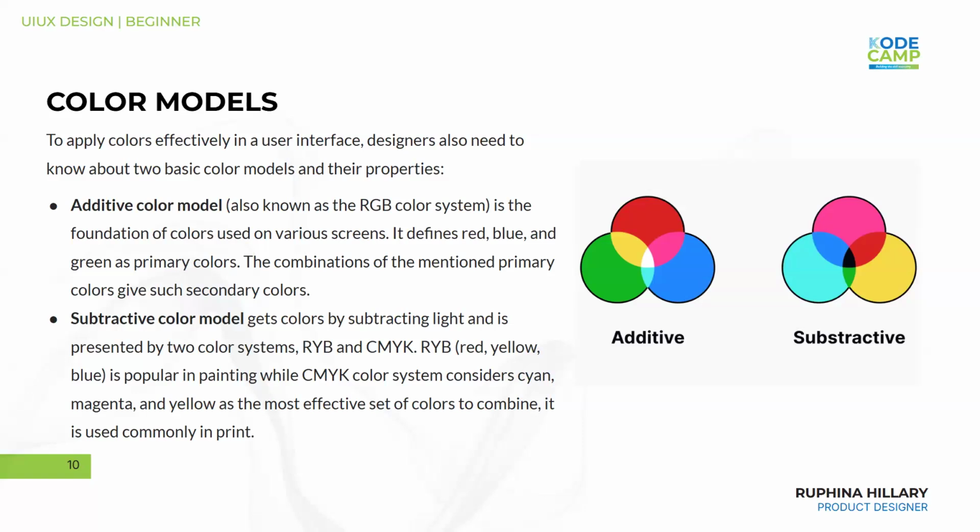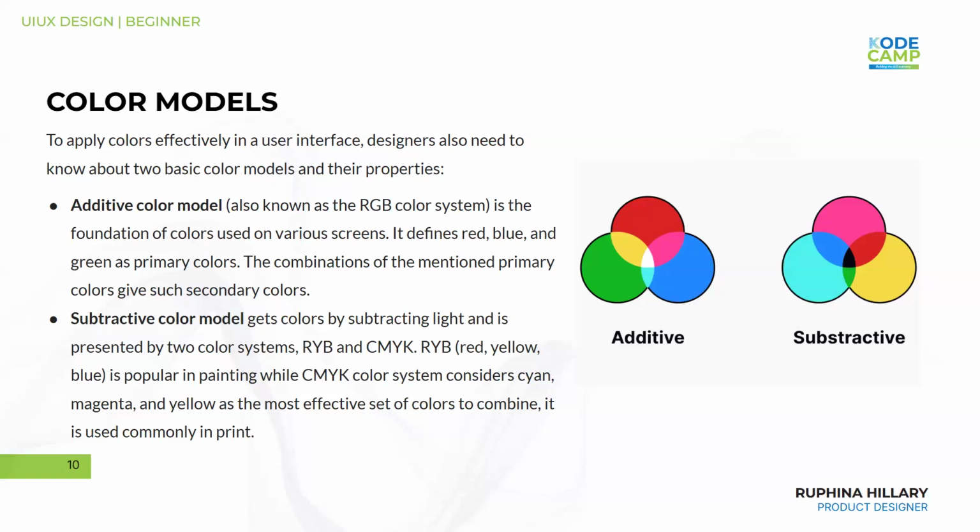So we have the subtractive color model, like the one I mentioned before, where we have red, yellow, and blue. So it's gotten from subtracting light and is presented by two color systems, red, yellow, and blue, and cyan, magenta, yellow, and black. So if you have been in the printing space, you would know that the color model that printers use is this CMYK color model, because that's the color system they use.